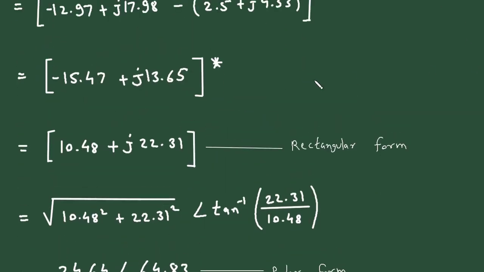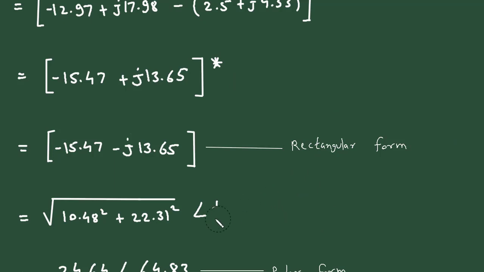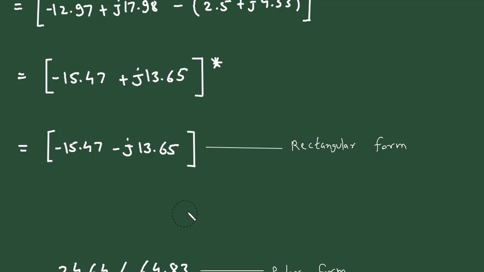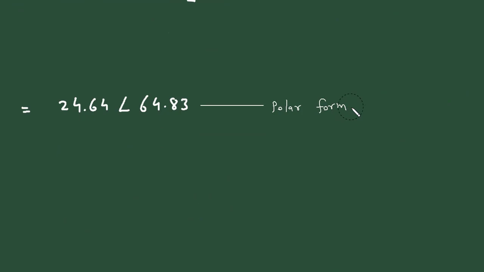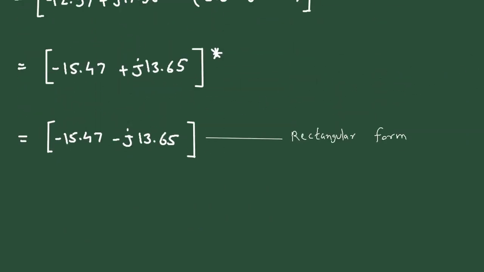Now we have to take the complex conjugate of this value. So the real part is minus 15.47, and for the complex conjugate we change the sign of the imaginary part. So it will be minus j13.65. So this is the rectangular form. We can skip the polar form. We can write the answer in rectangular form only, or we can also calculate the polar form if we want. Now let's verify the answer.